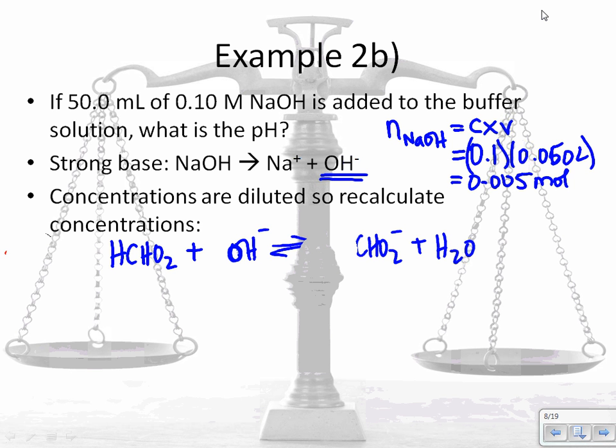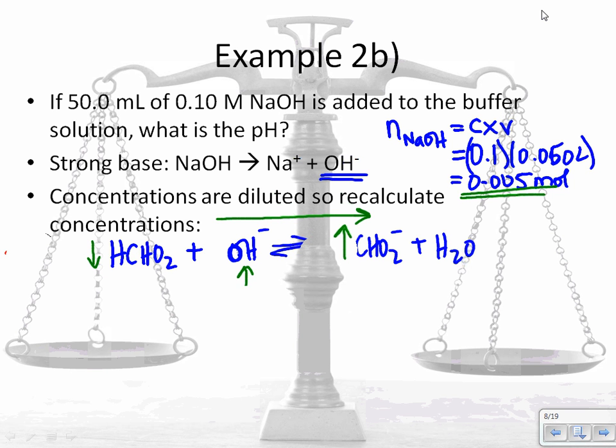All right, so when this happens, when I recalculate my concentrations, what am I going to see? Well, when I add my OH, now let's look at Le Chatelier's principle. When I add this, that is going to shift the equilibrium towards the product side. So that means that my concentration of HCHO2 will decrease, and my concentration of CHO2 minus should increase. By how much? This is all a 1-to-1-to-1 ratio. So my HCHO2 is going to go down by 0.005 moles, because that's what I calculated up here, and my CHO2 minus is going to go up by 0.005 moles.